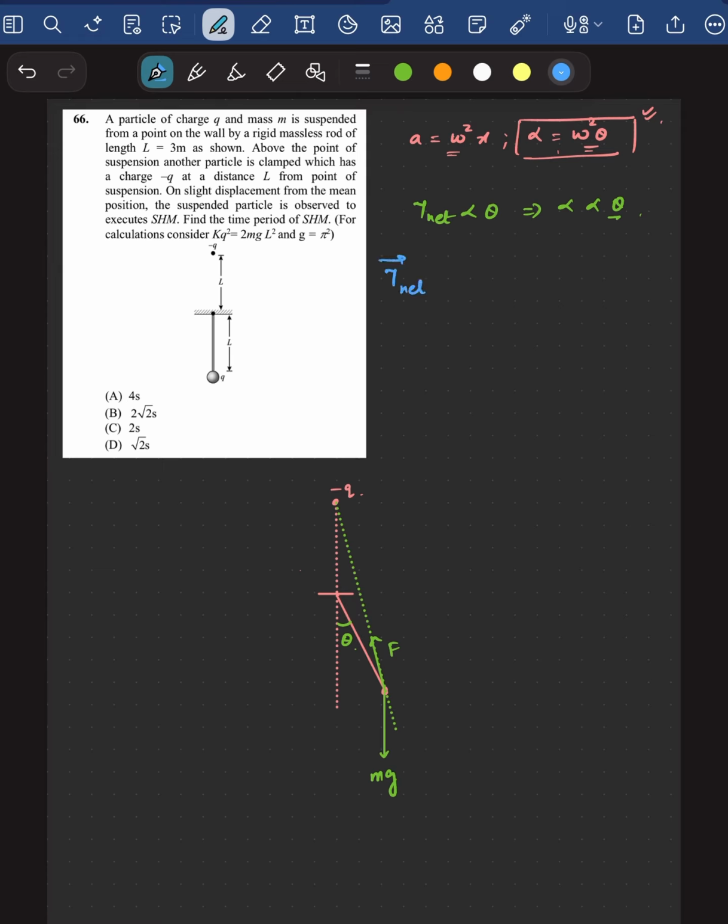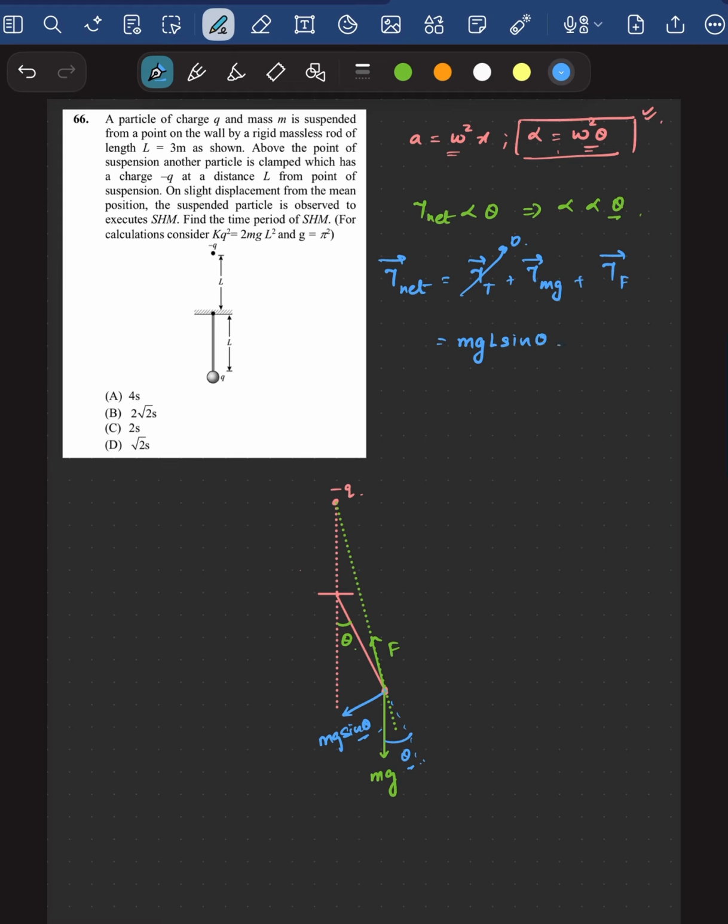You'll have torque due to three forces: torque due to tension plus torque due to mg plus torque due to your attractive force. What will be your torque due to tension? That will be equal to 0. Torque due to mg: this angle over here is equal to theta, so the component of mg perpendicular to r bar will be mg sine theta. So torque due to mg will become mgL sine theta.